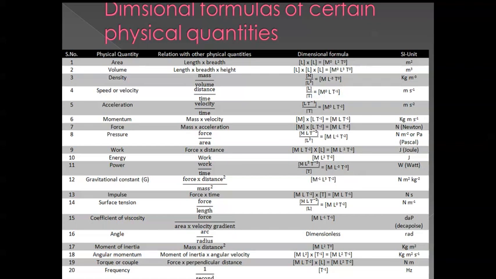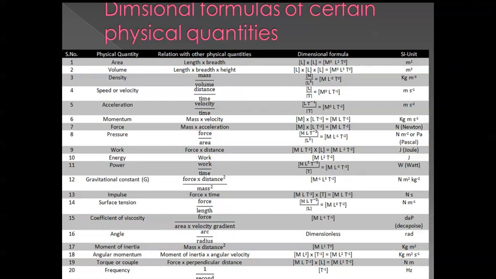So write the dimension formula of density, acceleration, and force. You should write M L power minus 3, L T power minus 2, and the dimension formula of force M L T power minus 2. So these are the dimension formulas. And surface tension, force by length. Gravitational constant, force into distance square by mass square. Finally you get M power minus 1, L power 3, T power minus 2.